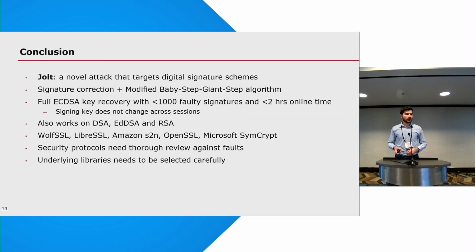In conclusion, we proposed a novel attack called Jolt that targets signature schemes. Using signature corruption and the modified baby-step giant-step algorithm, we were able to fully recover an ECDSA key with less than 1,000 faulty signatures. We also analyzed several TLS implementations and observed that most of them are vulnerable, and some of them still remain vulnerable if fault injection is possible in your scenario. This highlights the fact that you need to select the underlying implementation carefully depending on the security needs of your specific application.